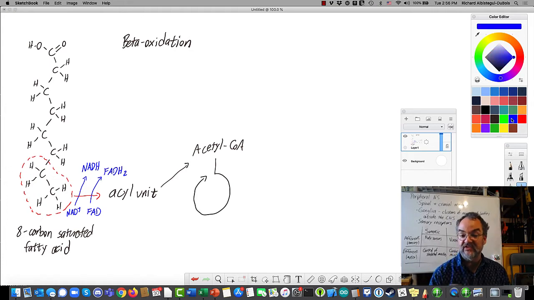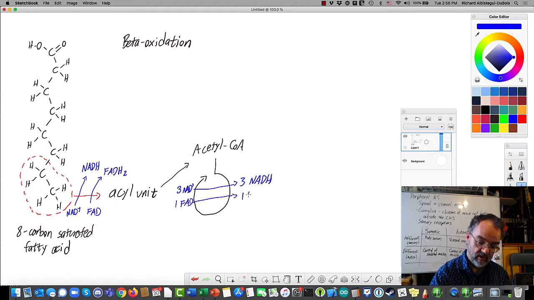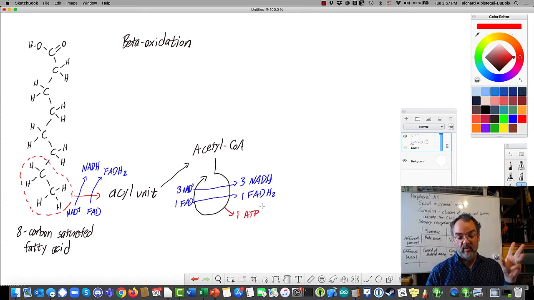Now, keep in mind, this is one acetyl-CoA, not like the 2 that we looked at in the glucose metabolism. So in this, instead of 6 NAD pluses, we're going to get 3 NAD plus becoming 3 NADH, 1 FAD becoming 1 FADH2, and 1 ATP directly. So we break off those last 2 carbons, we turn it into an acyl unit, which becomes an acetyl-CoA, which then goes through the Krebs cycle.